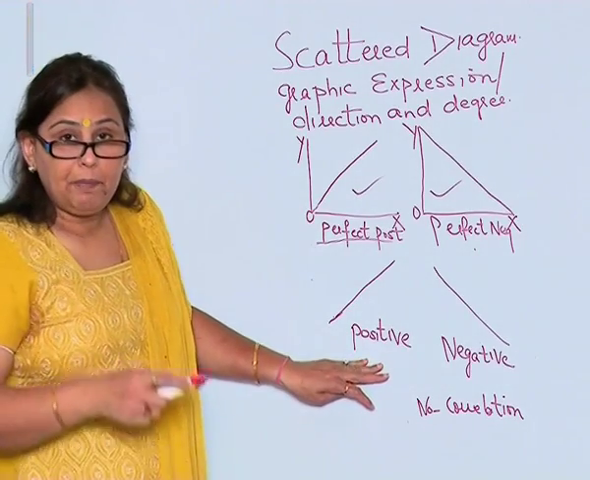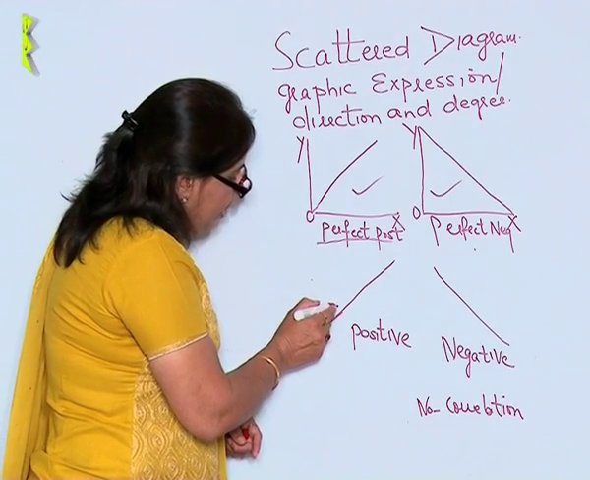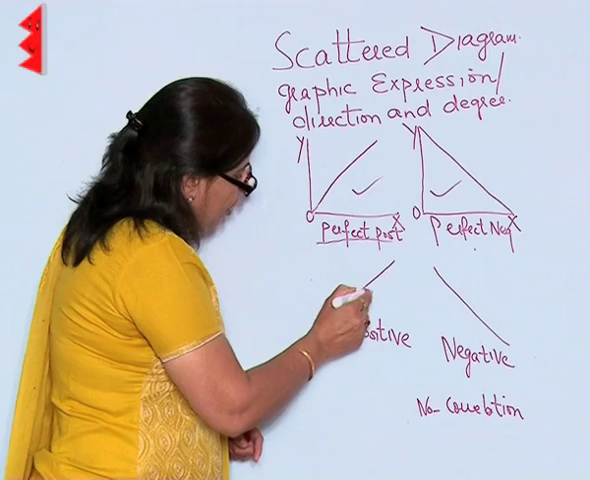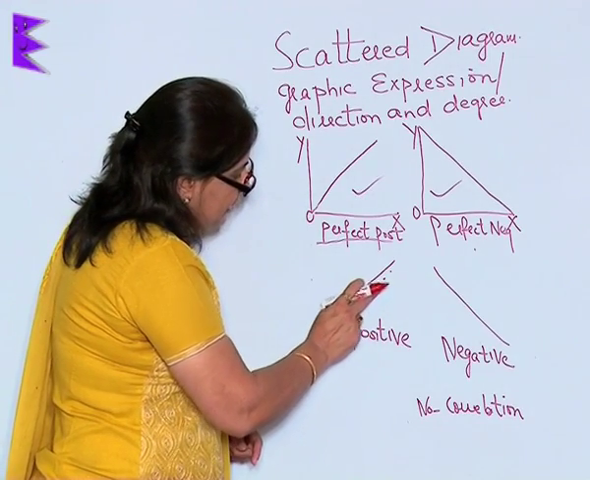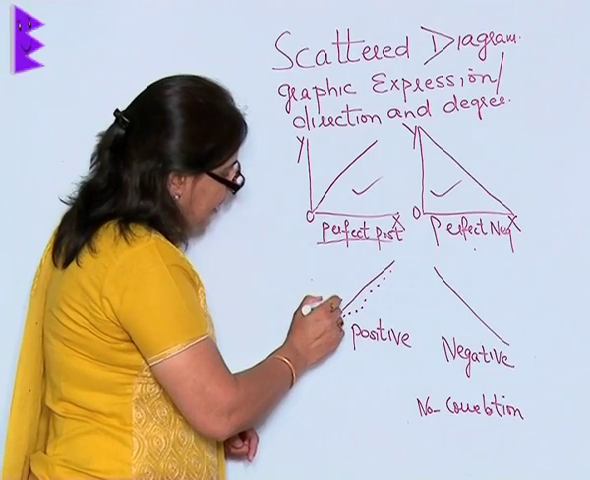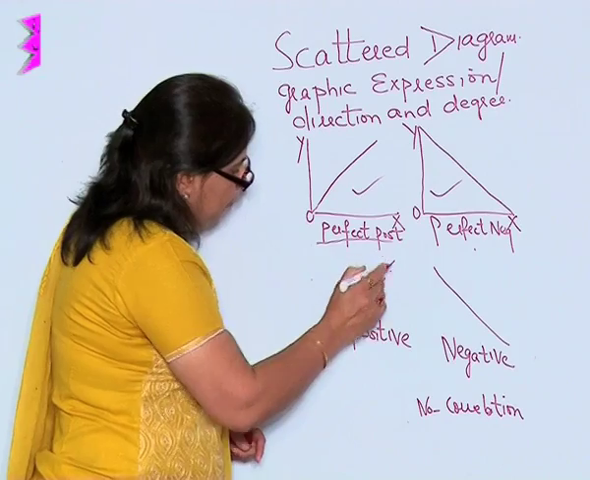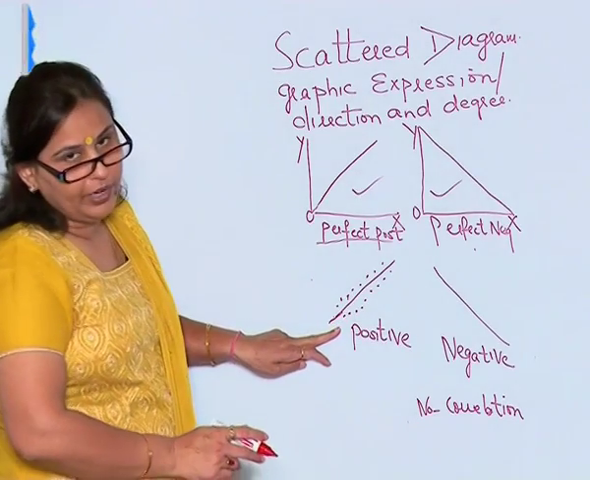But when I talk of the positive correlation, there are going to be equal dots on both sides. For example, if I put dots, say 1, 2, 3, 4, 5, 6, 7, 8 and 9 this side, they are going to be equal on this side too. So, this shows the positive correlation.